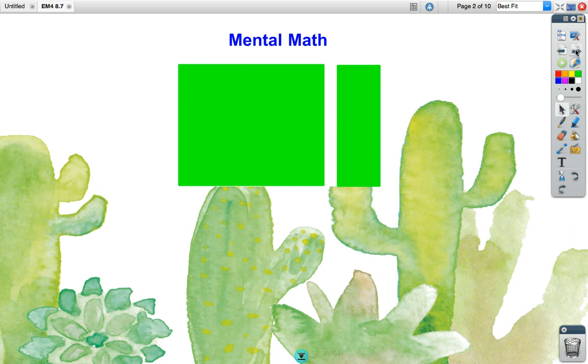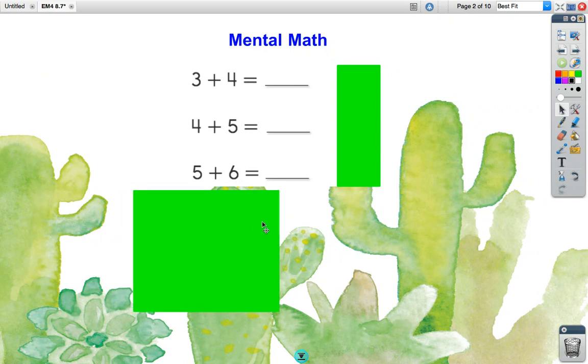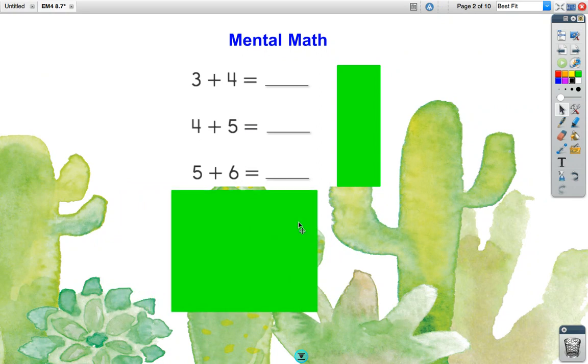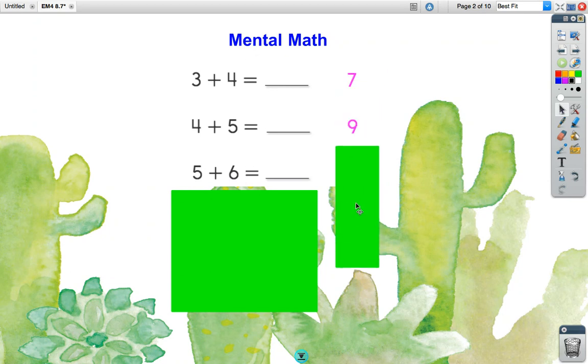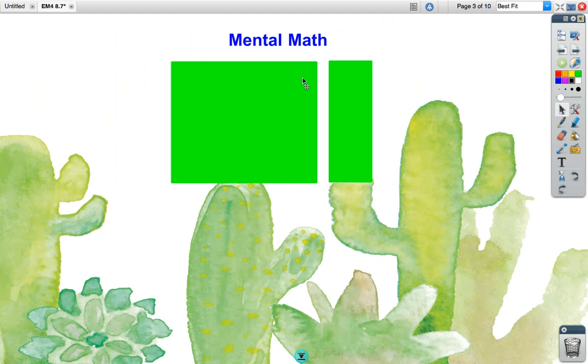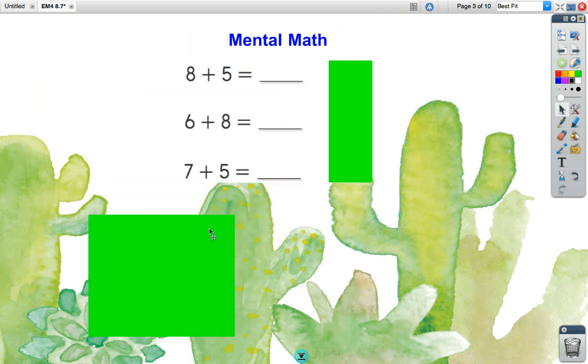Please take out a pencil and piece of paper. Solve the problems below. The answers are 3 plus 4 equals 7, 4 plus 5 equals 9, 5 plus 6 equals 11. Good job. Let's try the next one. Ready? Begin.